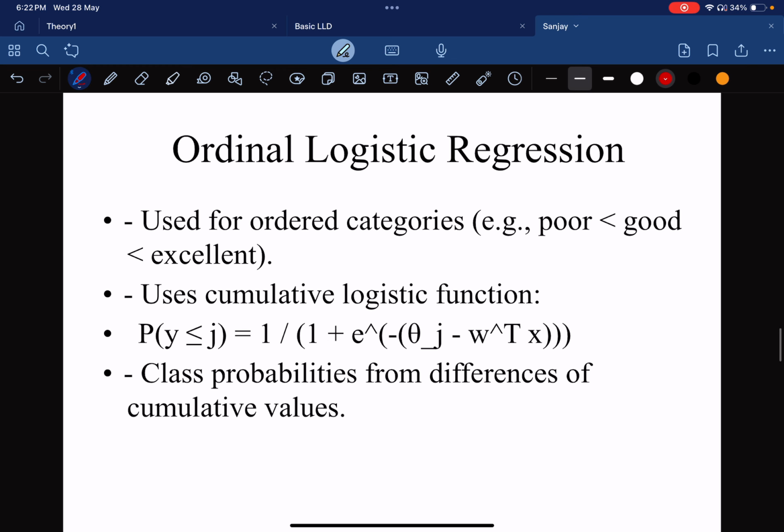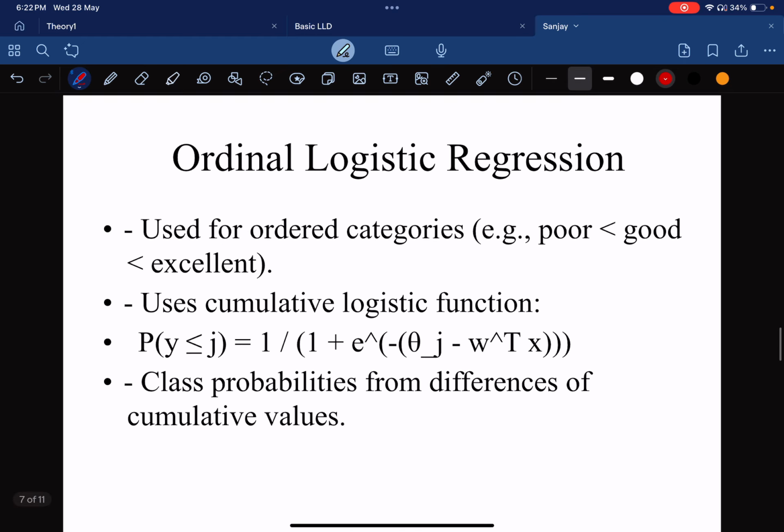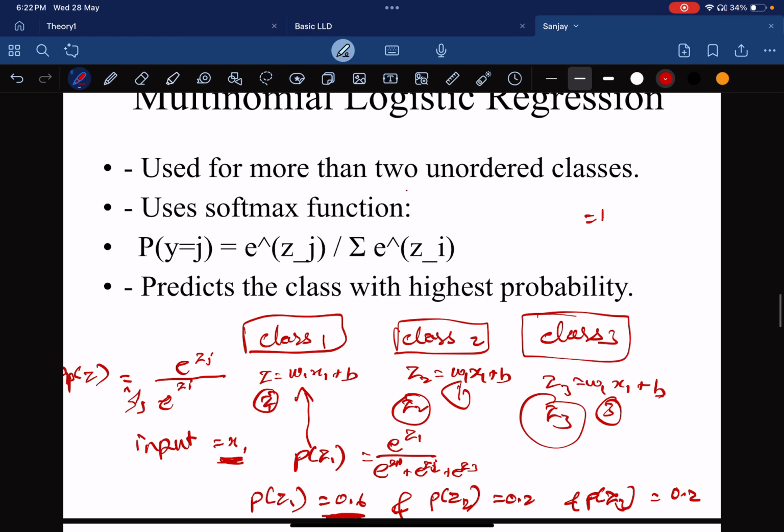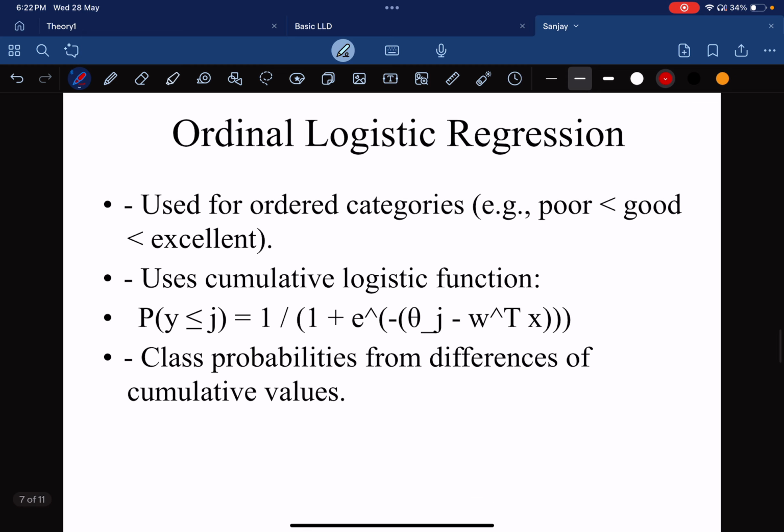Ordinal logistic regression. In this we use ordered classes. Unlike multinomial logistic regression, which has unordered classes, meaning there is no relationship between class 1 and class 2, in ordinal logistic regression there are ordered categories, like poor, good, excellent. When a new input comes in, like a dog, based on the probability it will tell us poor dog, good dog, or excellent dog, like that.